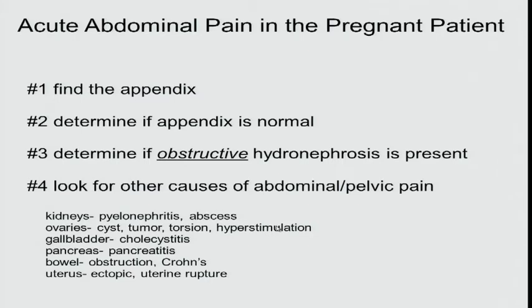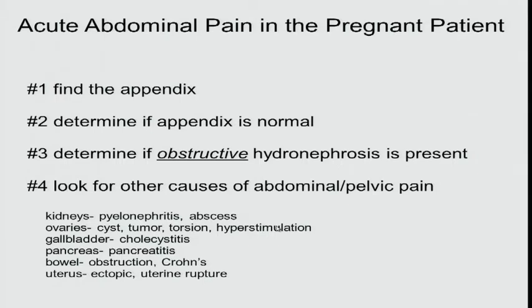If the appendix is normal, then we're going to look and see if that hydronephrosis that we see is physiologic or obstructive. If it looks like it's physiologic, normal appendix, normal kidneys, then we're going to start looking around for other things. Pyelonephritis is common in pregnant ladies. They get urinary tract infections, and you get retrograde infection of the kidney. That can result in preterm labor.